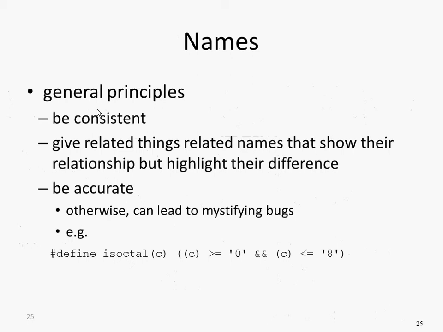If you have an octal character, it has to be between, well, let me ask this. A decimal character has to be between what? 0 and 9. An octal character has to be between 0 and 7. And here we have 8 being allowed. So that name, is octal, is misleading. And if genuinely this is what you want to compute, you should give it a name that reflects that, not a name that's out and out misleading. Okay.